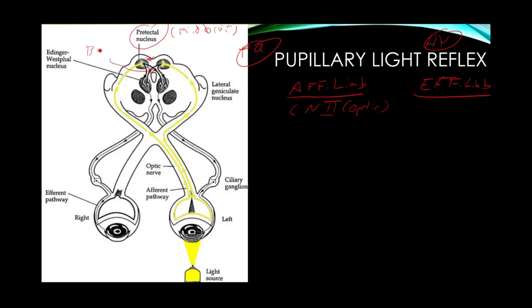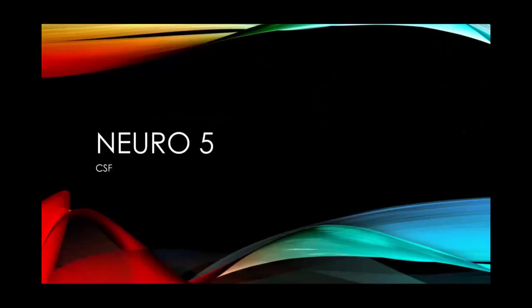Bilateral projection to the ipsilateral and contralateral Edinger-Westphal nucleus. If that sounds familiar, it's because it's the cell bodies for cranial nerve 3, which will end up being the efferent or motor limb. Oculomotor, right? It's easy to remember.